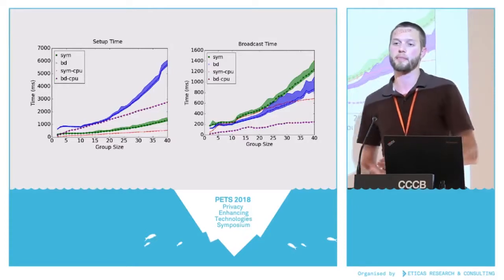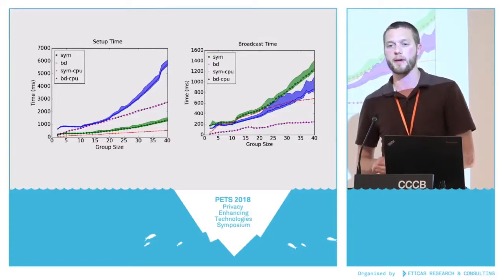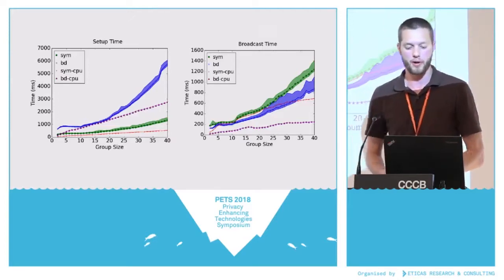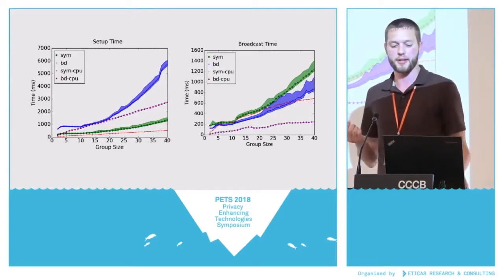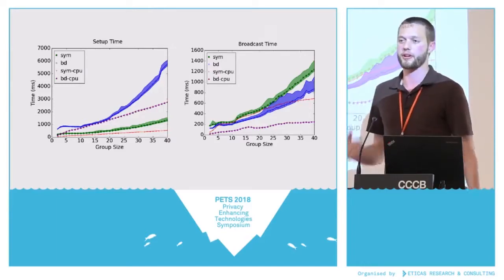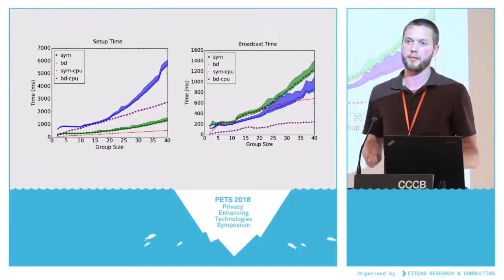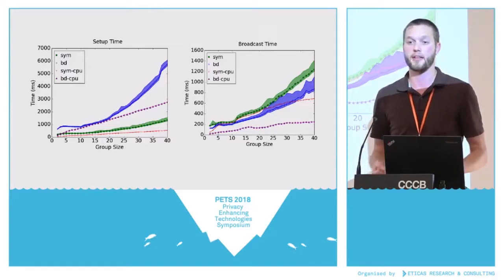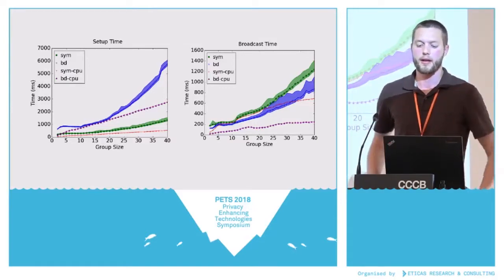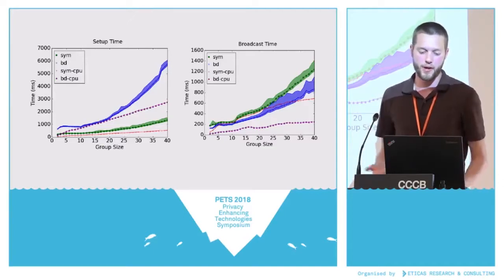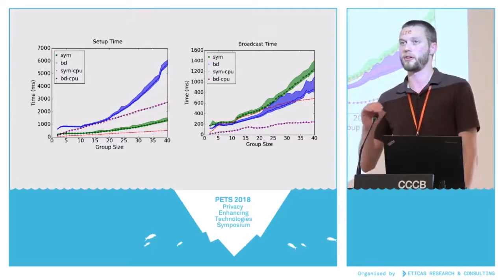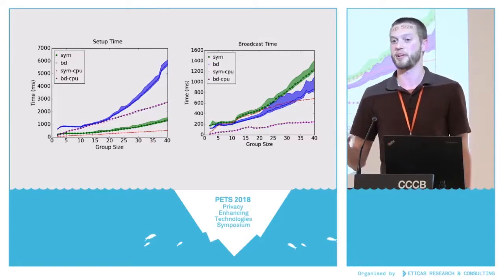In terms of broadcasting messages, SYM-GOTR is slightly more expensive because we have this strong 2-part consistency check. However, again, with 40 users, it's just over a second, and the messages were not sent that often. Messages were sent about every 6 seconds in the IRC logs we analyzed. And for 5 users as well, we're under 200 milliseconds to display the message.